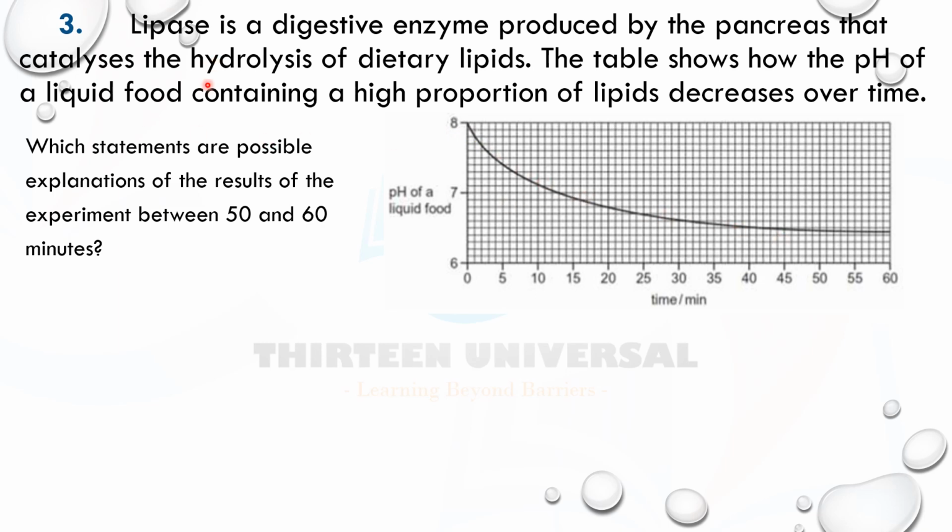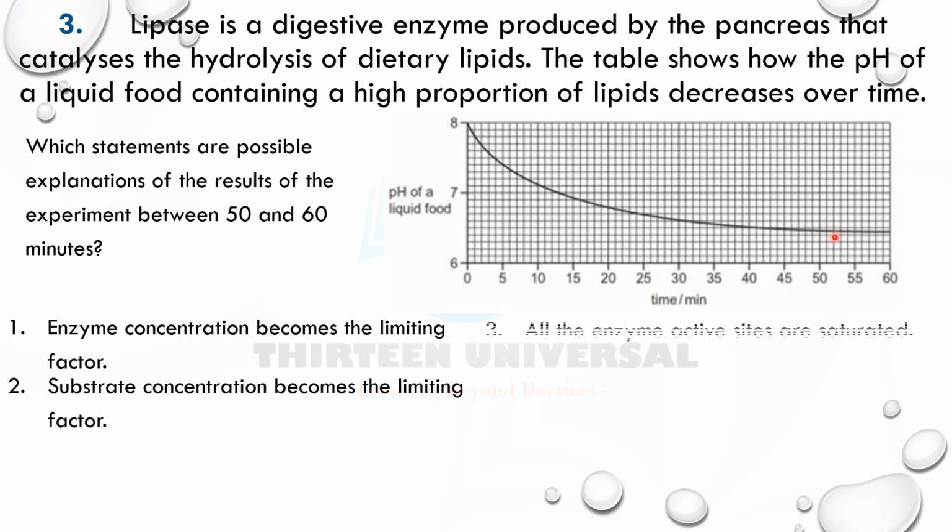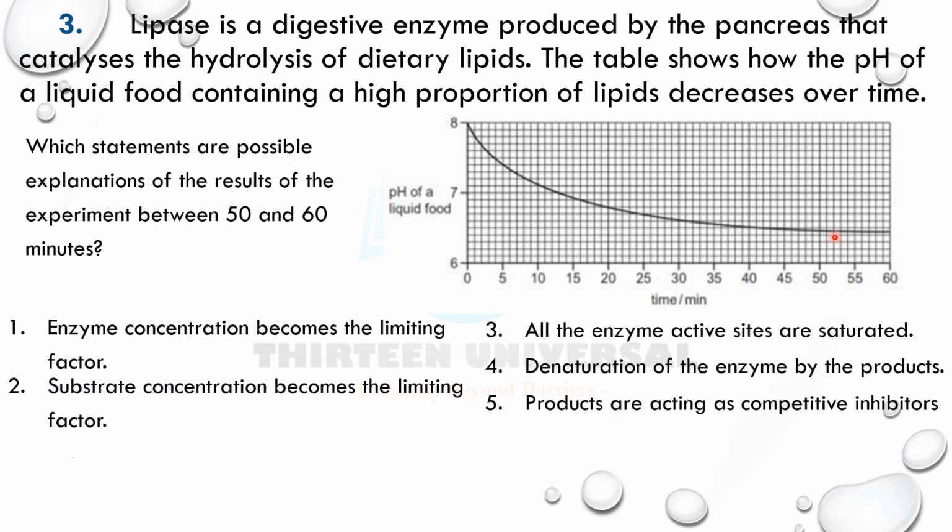Why is the pH decreasing? Have you thought about that? Why do you think it's decreasing? They ask, which statements are possible explanations of the results of the experiment between 50 and 60 minutes. So this is 50 to 60 minutes. Can you see that the pH remains constant? Something has happened here, so we're looking for an explanation for that. These are the possible explanations. Which one are you going for?